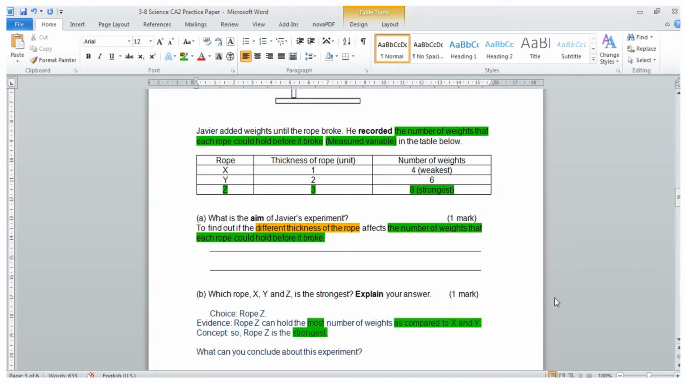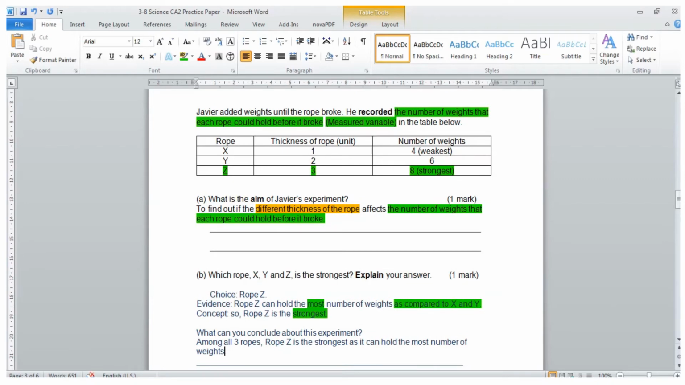So, same thing. Actually, it's the same answer here, only that you don't have to make a choice. Your answer would be, out of all three, among all three ropes, rope Z is the strongest as it can hold the most number of weights before it broke. Can you see that?